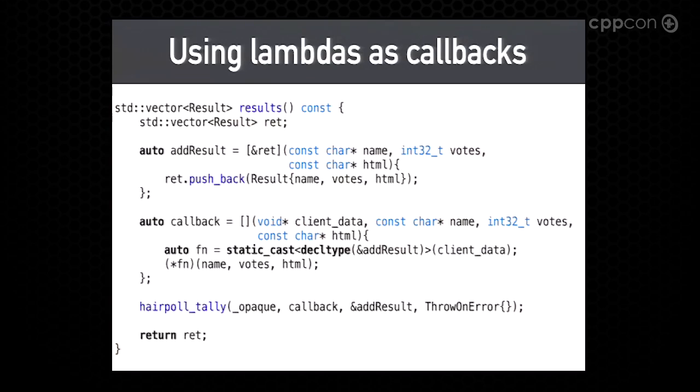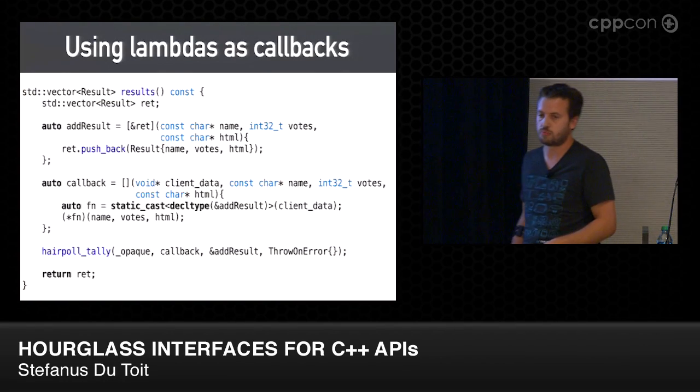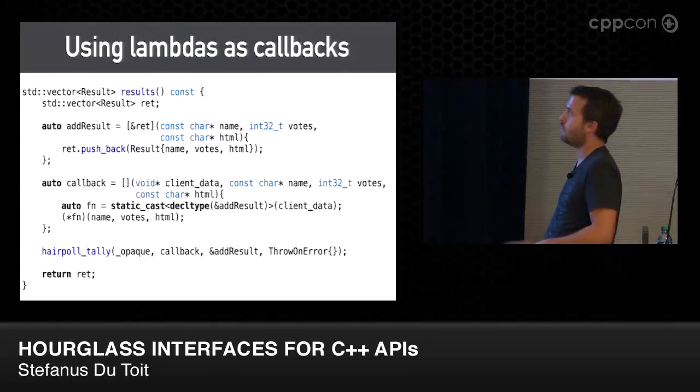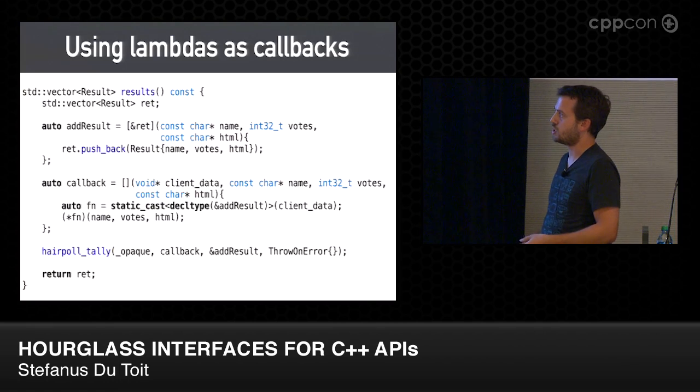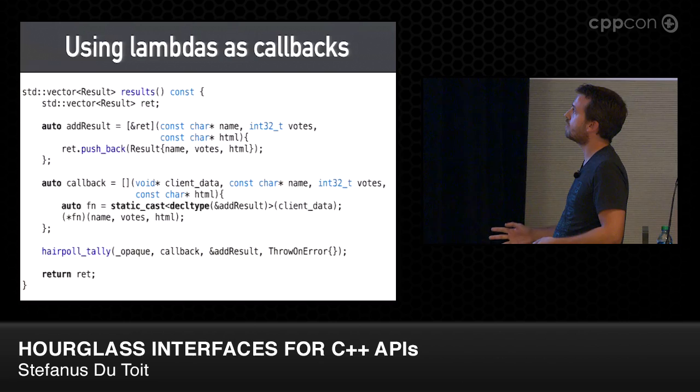So let's look at an example of how that's used. This is a fun technique to use lambdas as callbacks. And I apologize, it's kind of small code. It's a lot of code, but it's actually fairly straightforward. So suppose, let's see.